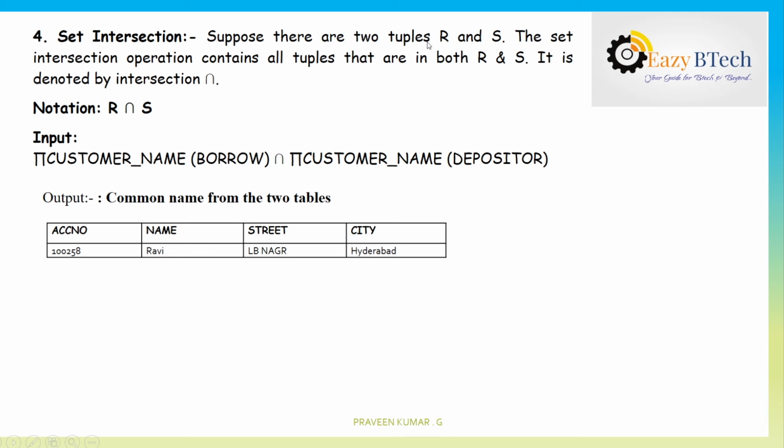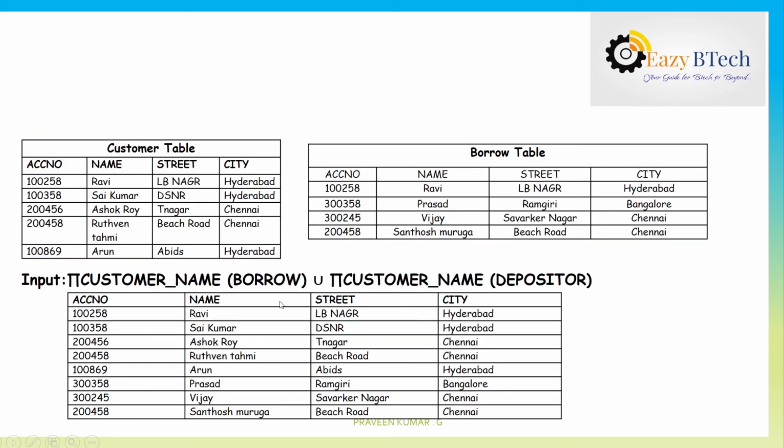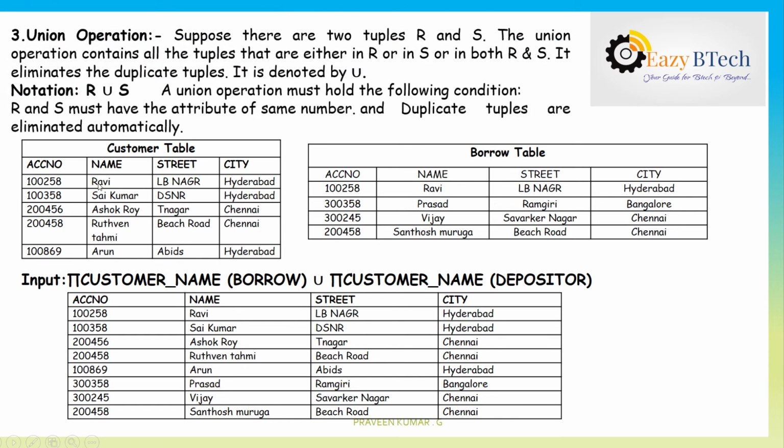Similarly, suppose there are two tuples R and S. The set intersection operation contains all the tuples that are in both R and S. In the previous example, in the table we have Ravi, and the remaining Sai, Ashok, Arun are not available. Account numbers 508 and 358 are also not available.